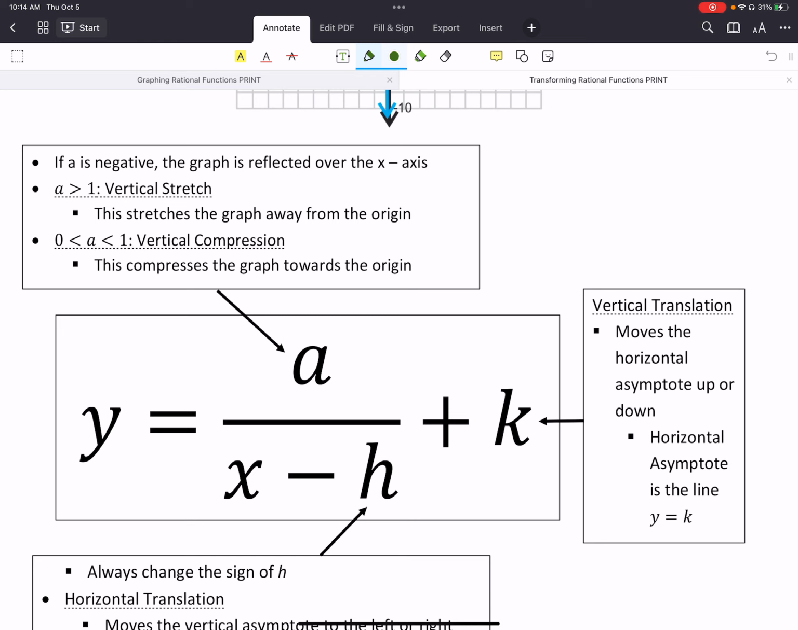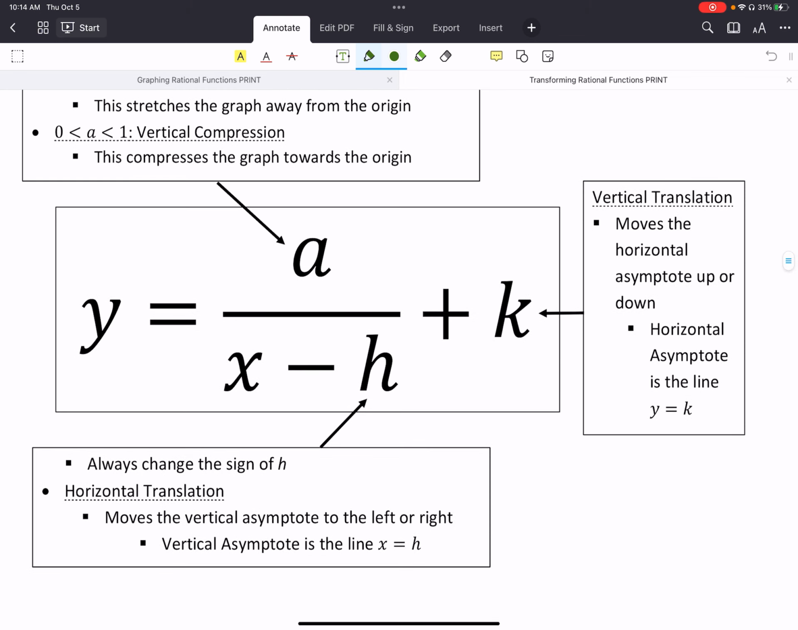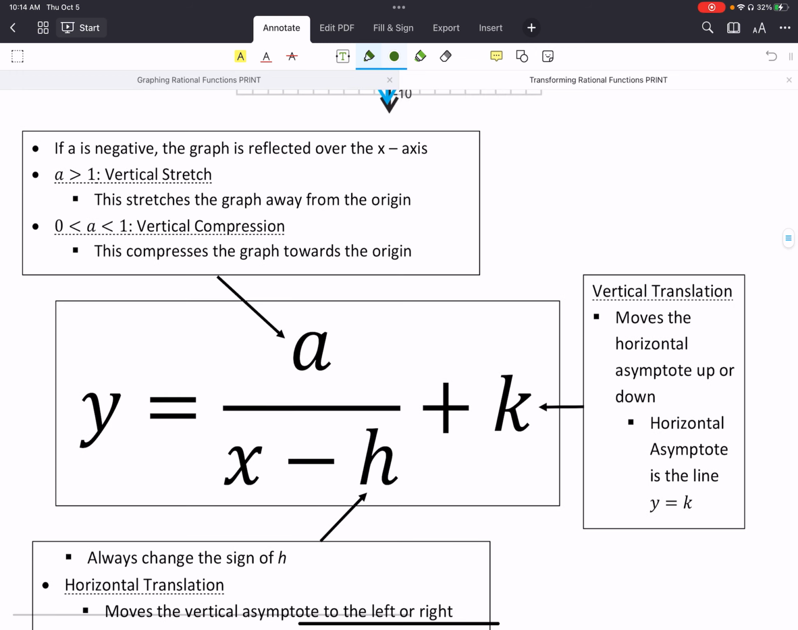looks a little different. If we look at our a value, which is our numerator, if it's bigger than 1, it's a stretch. If it's less than 1, meaning it's a fraction, then it's a compression. So that's kind of the same. The bottom tells us if it moves left or right, and the k value tells us if it moves up or down. Also keep in mind that this one isn't defined as easily to see, but if it's negative, it does reflect over the x-axis. So that hasn't changed at all.